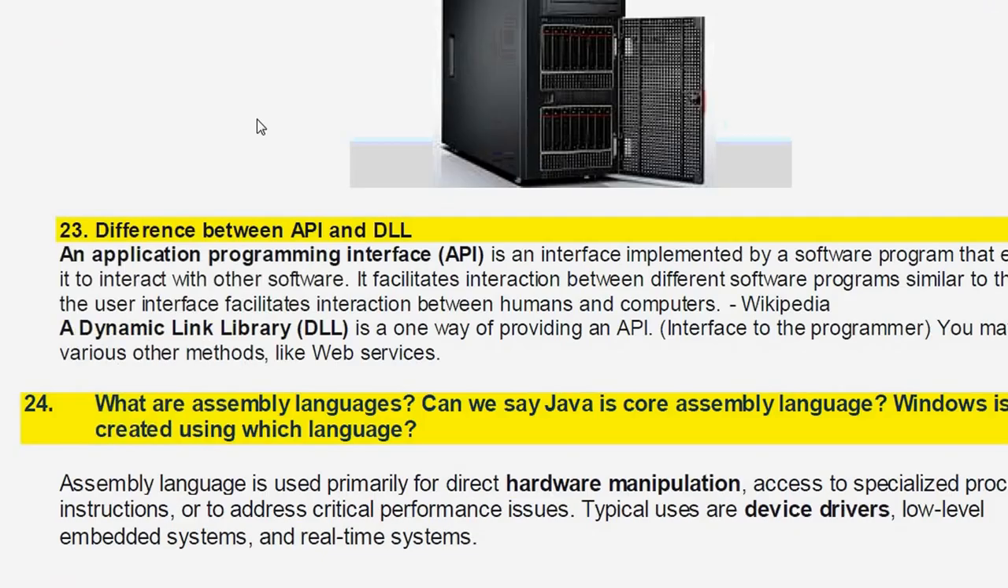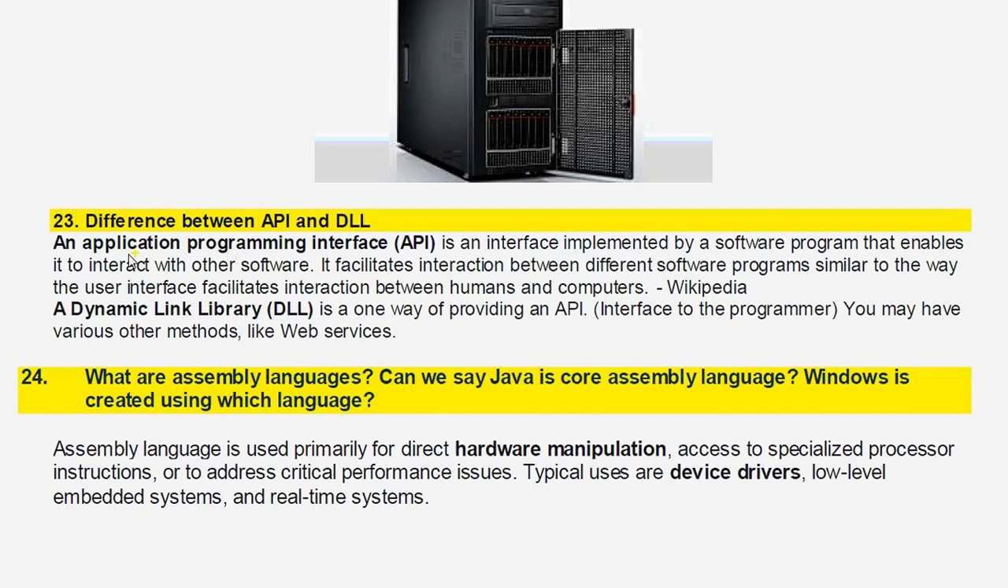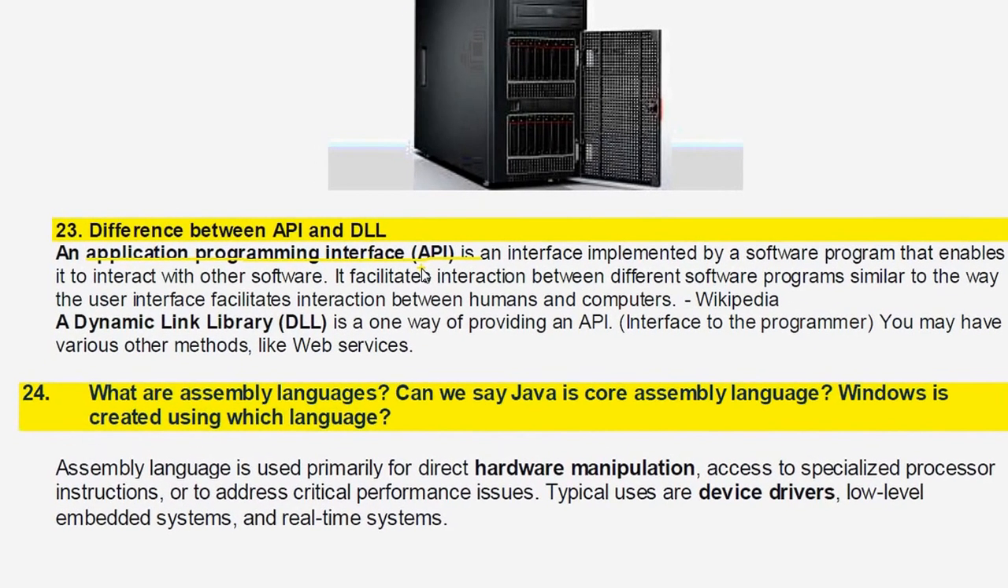And moving to the next question, difference between the API and DLL. API stands for Application Programming Interface, and API is an interface implemented by a software that enables it to interact with another software, and it facilitates interaction between the different software programs. Similarly, a user interface to a software. Whereas DLL is a dynamic library, is also a way of providing the API. It is an interface to the programmer.